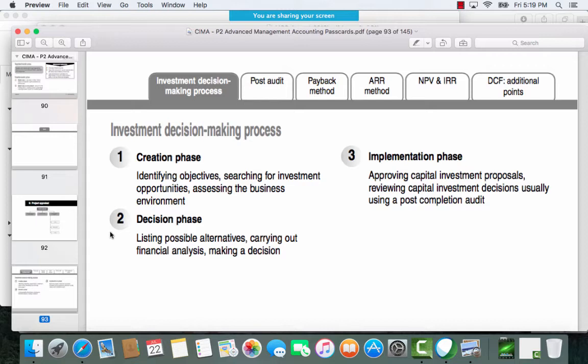So you have a creation phase, then you go into the technical aspects of it. You are looking at the financial models that you will use, like what we're using: the payback, ARR, NPV, IRR, to understand from a finance angle, does it make sense for us to invest? And then we look at the implementation phase, where we look at the post-completion audit.